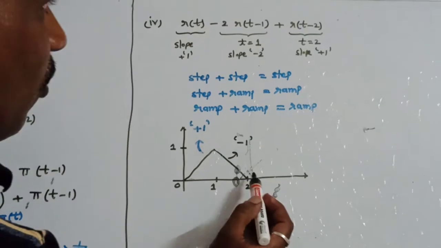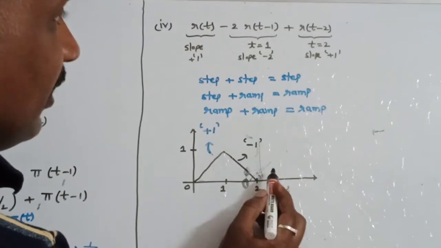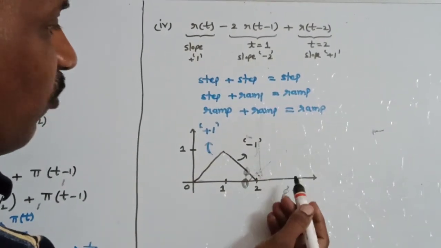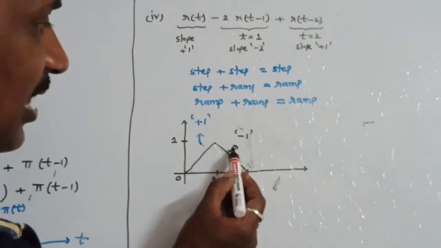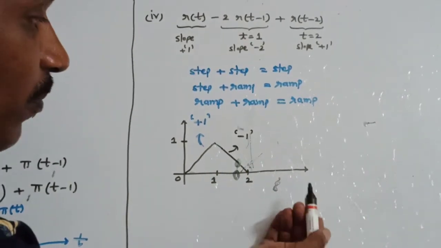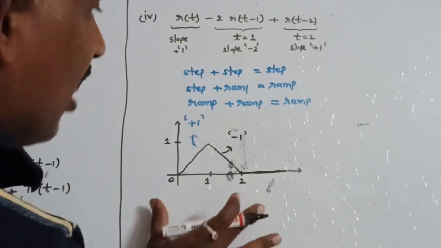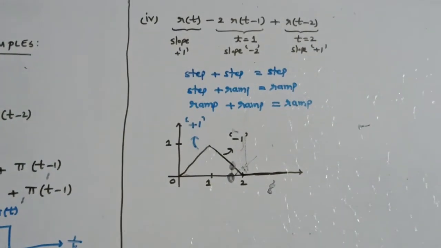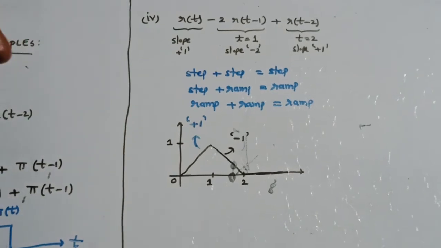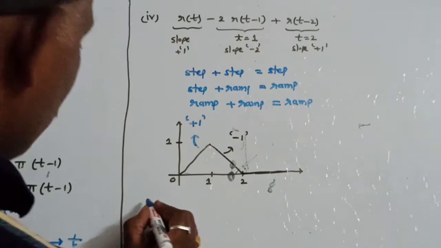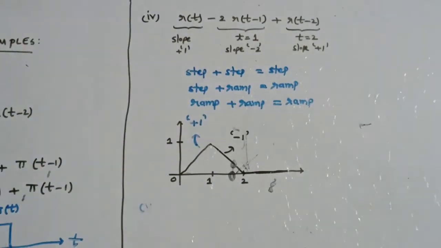At t equal to 2, there is another ramp added with slope plus 1. So minus 1 plus 1, slope 0. Slope 0 means straight line. So this is the answer for this problem. Just add the ramps, adding slopes, and depending upon the slopes you draw the line. So similarly, question number 5. Let us see question number 5.